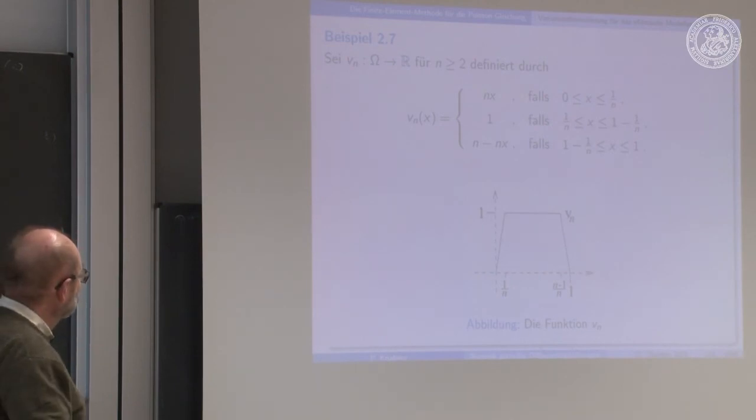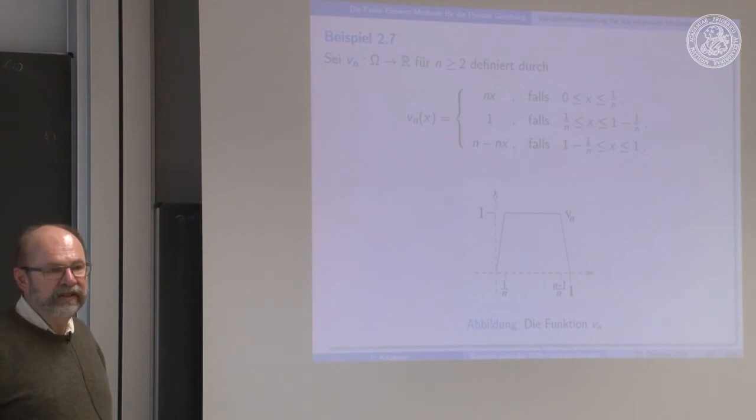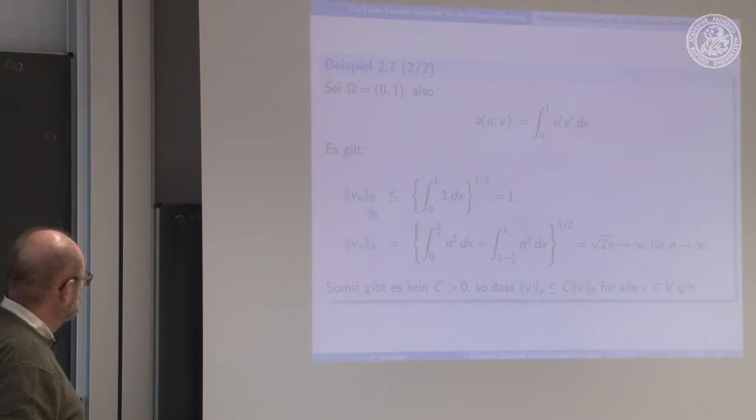Okay. So here's the formula for this function, and now we can do things. We can compute the L2 norm, and if I want to estimate the L2 norm from above, I can do this very easily. I can more or less ignore these small things here, and I can estimate the L2 norm by 1 from above. So this is this estimate here.